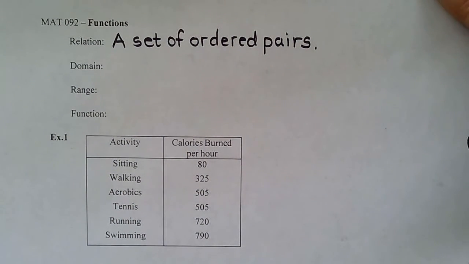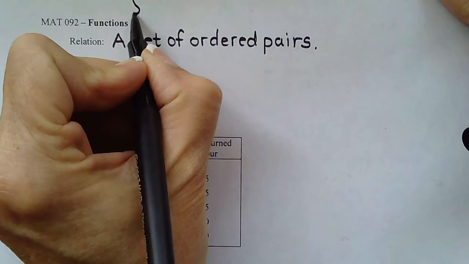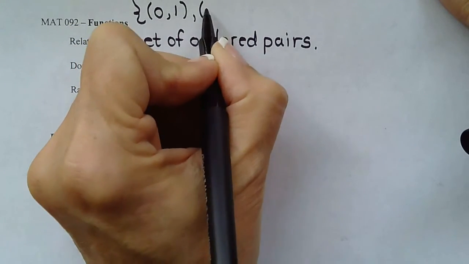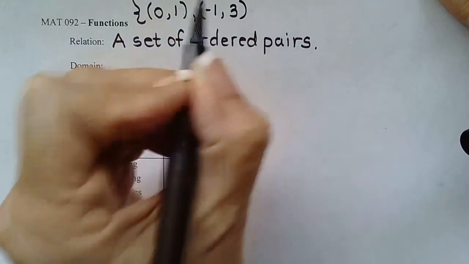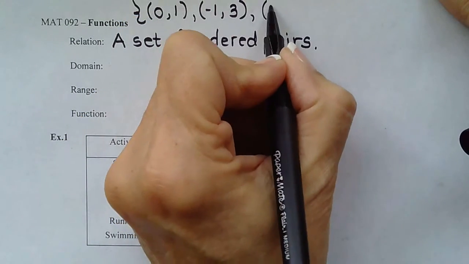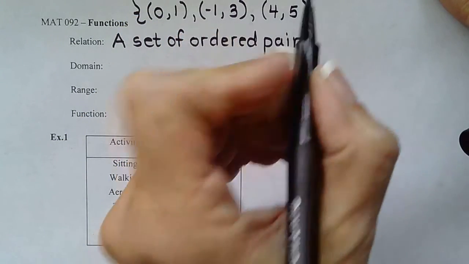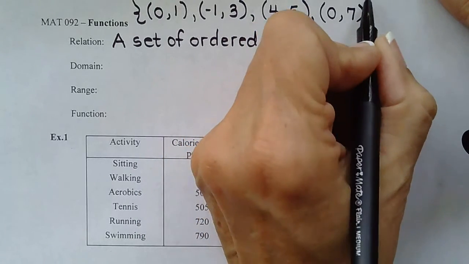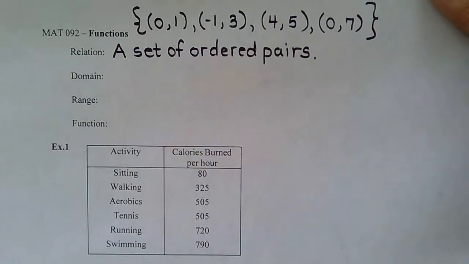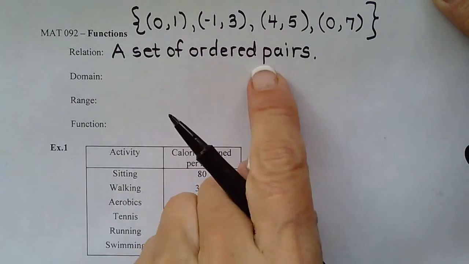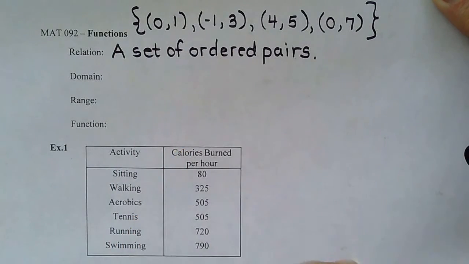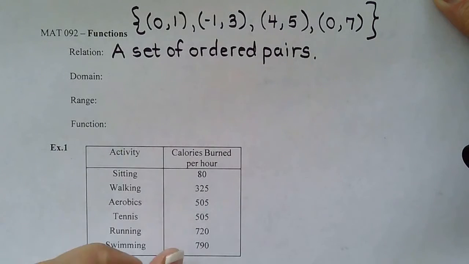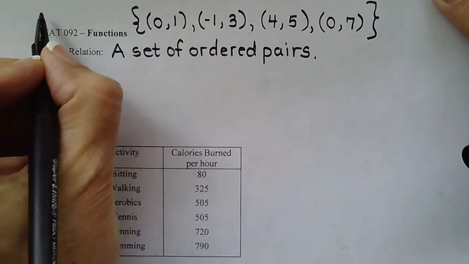So let's put a set up here. Let's write (0, 1), (-1, 3), (4, 5), and (0, 7), let's say. So just any random set there. So ordered pairs are points. So I have 4 points there, and I have them in set symbols because a relation is a set. So this would be a relation.